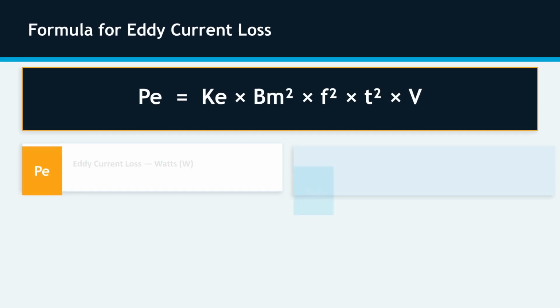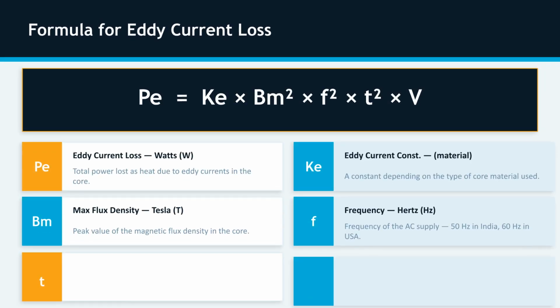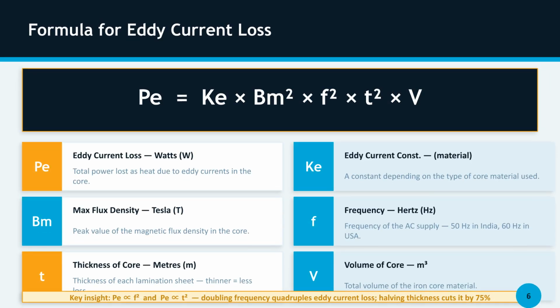The formula for eddy current loss, PE, is directly proportional to the core material constant, the square of the maximum flux density, the square of the frequency, the square of the lamination thickness, and the volume of the core. Key insight: doubling the frequency or thickness quadruples the loss.